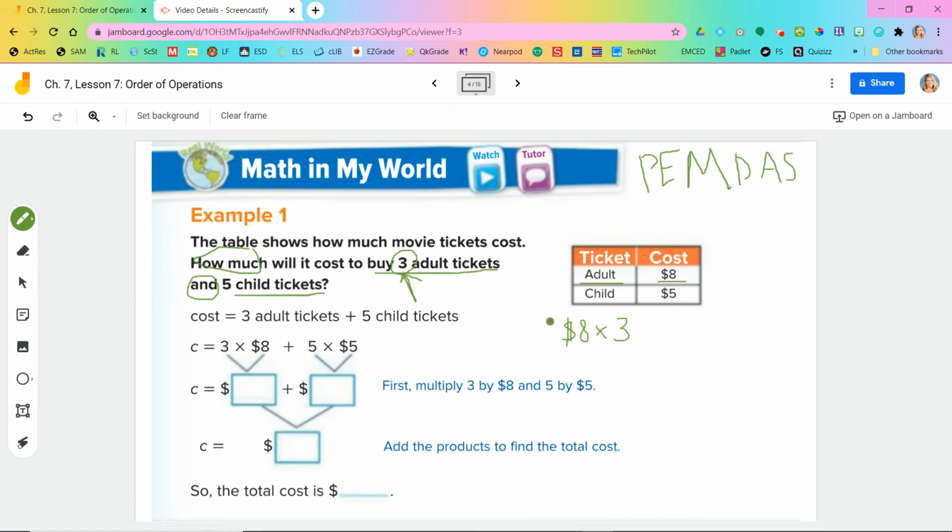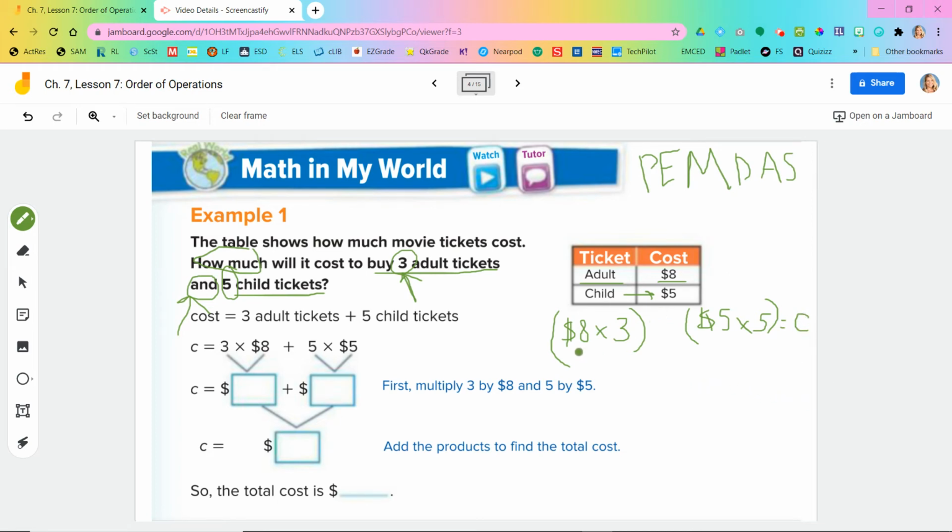Now, since I need to keep my $8 with my 3, this does need to go into parentheses because that needs to be grouped together. Now, I have to figure out my child ticket amount, my total, before I can add these two amounts together to find my total. So if 1 child ticket costs $5, what do I have to do for 5 child tickets? Hopefully you said $5 times 5 tickets. I'm going to have my equal sign in my variable.